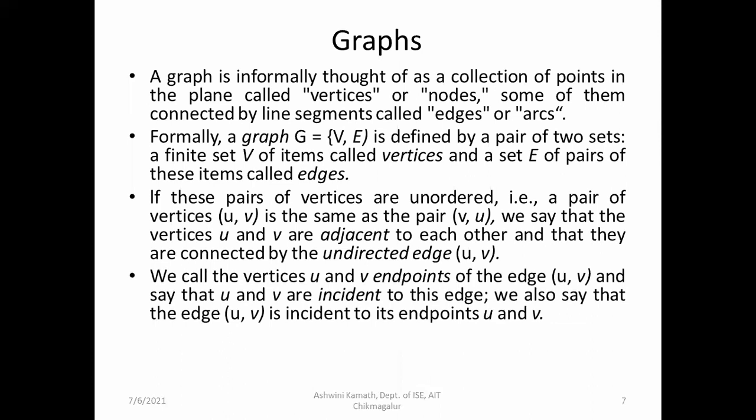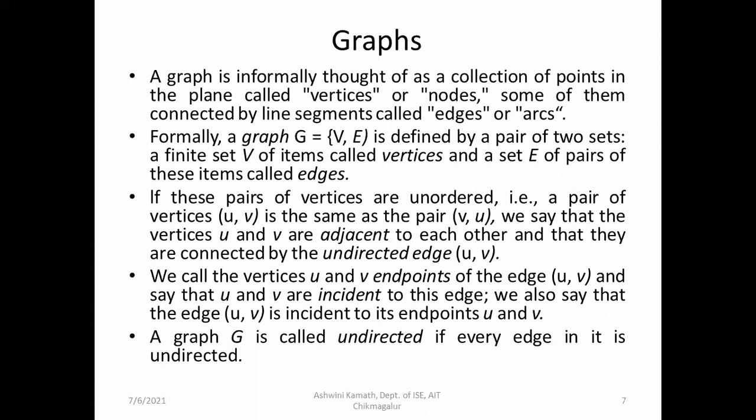We call the vertices U and V endpoints of the edge (U, V); within the bracket, it is the edge. We say that U and V are incident to this edge. We also say that the edge (U, V) is incident to its endpoints U and V. A graph G is called undirected if every edge in it is undirected. If all the edges are undirected, it is an undirected graph.